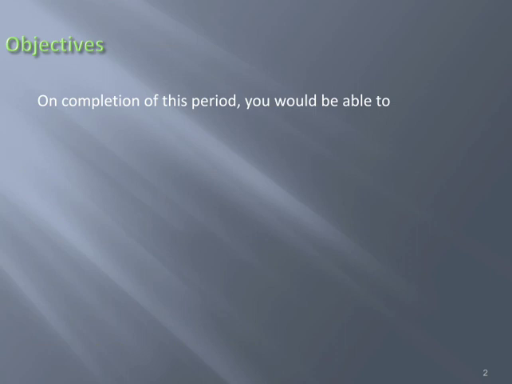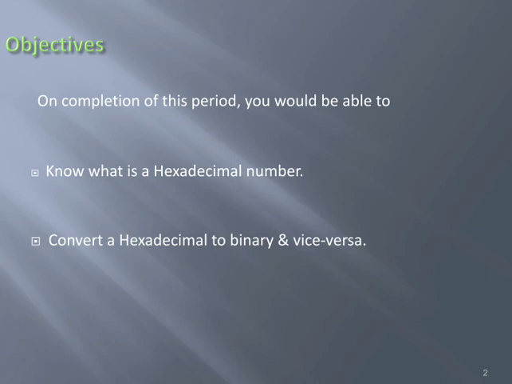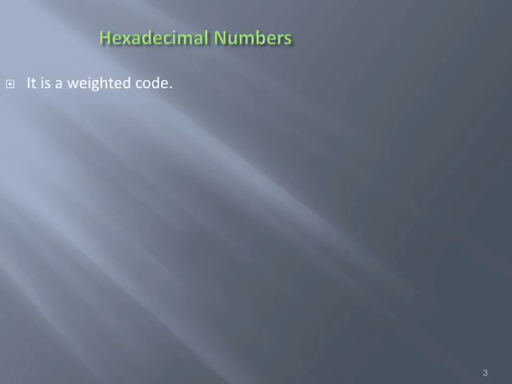The main objective of this session is to know what is a hexadecimal number and converting the hexadecimal number to binary and vice versa, and also converting the decimal to hexadecimal and vice versa. So coming to the hexadecimal numbers, it is a weighted code, as you already know. As we discussed earlier, the decimal number system, binary number system, and octal number systems are also weighted codes. In the similar manner, hexadecimal number system is also a weighted number system, and the base or radix of hexadecimal number system is 16.